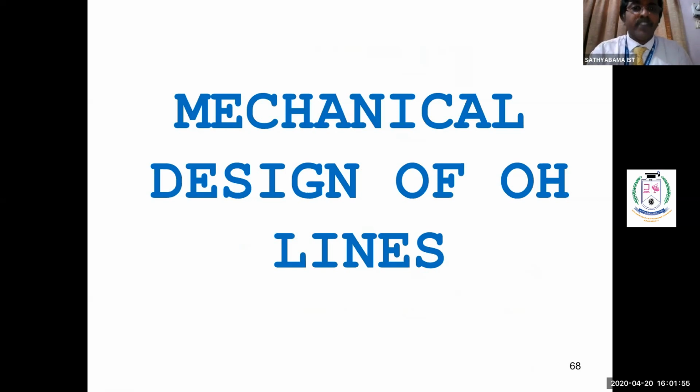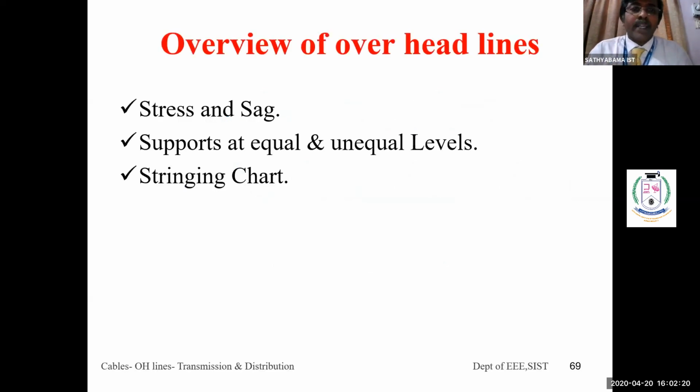So cables, we finished it. And next is a very interesting topic: mechanical design of overhead lines. OH is nothing but overhead lines. So first of all, you should know what we mean by overhead lines. An overhead line is nothing but the cables which are connected in the upper part, overhead. So with overhead lines, what difficulties will come? We will see it. So this is the overview of overhead lines.